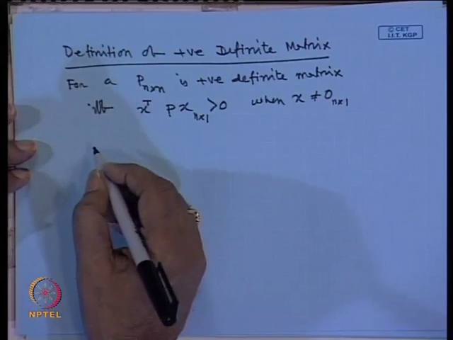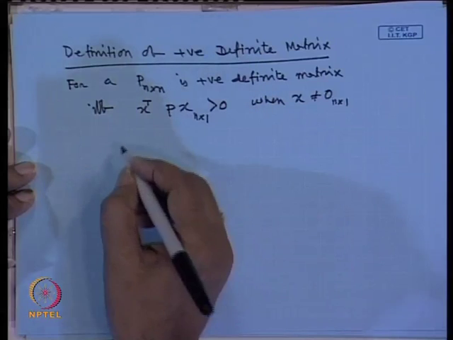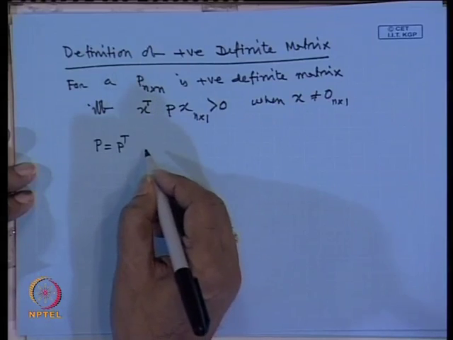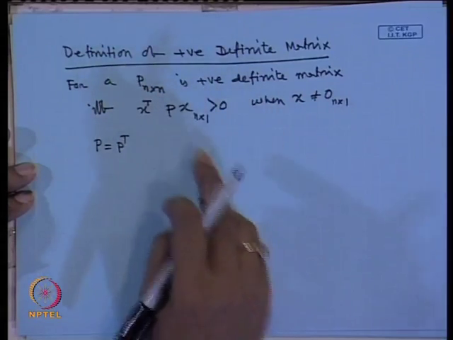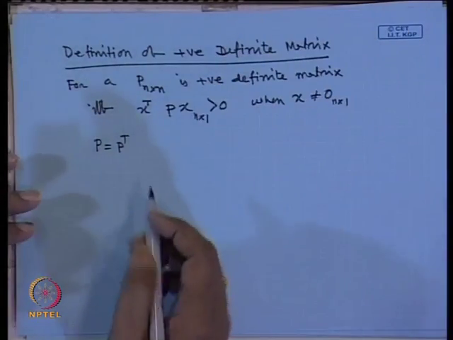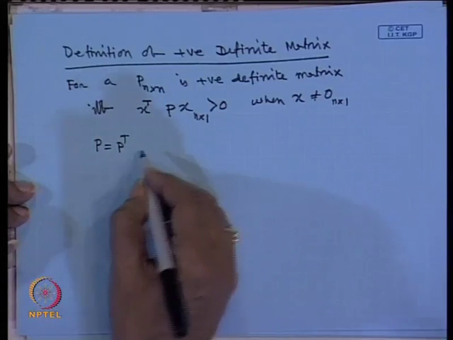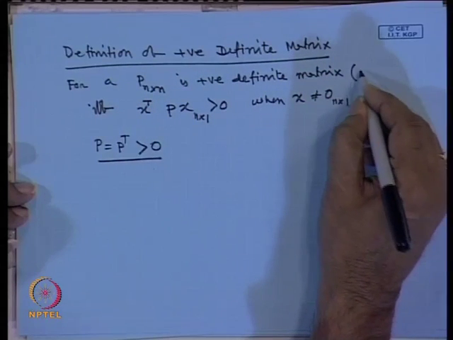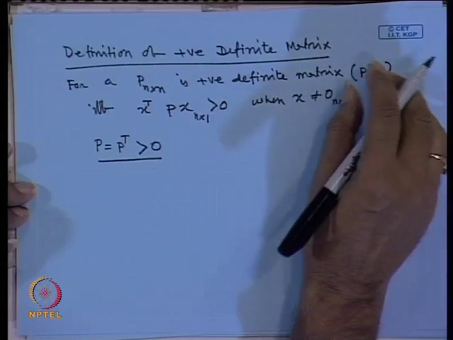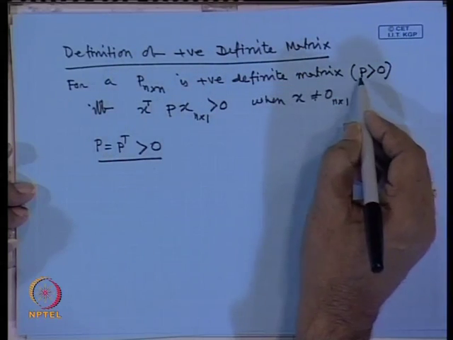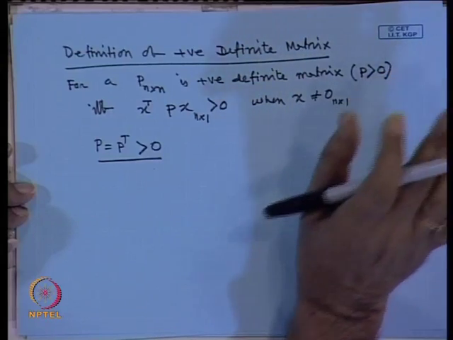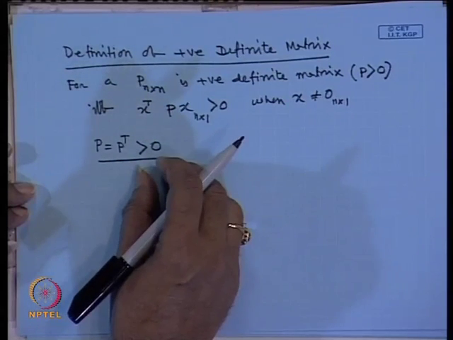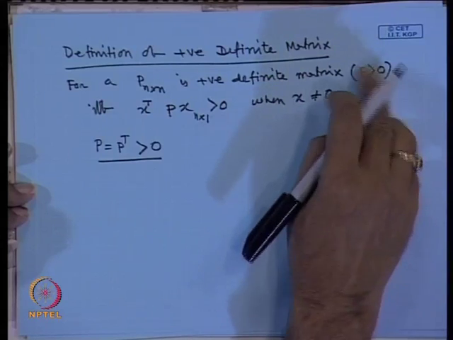Next, for positive definite, if P is equal to P transpose, that means P is a symmetric matrix. In short, P greater than 0 means P is a positive definite matrix. So, if x transpose P x is greater than 0, it does not indicate that P is a symmetric matrix; P may be a non-symmetric matrix also.